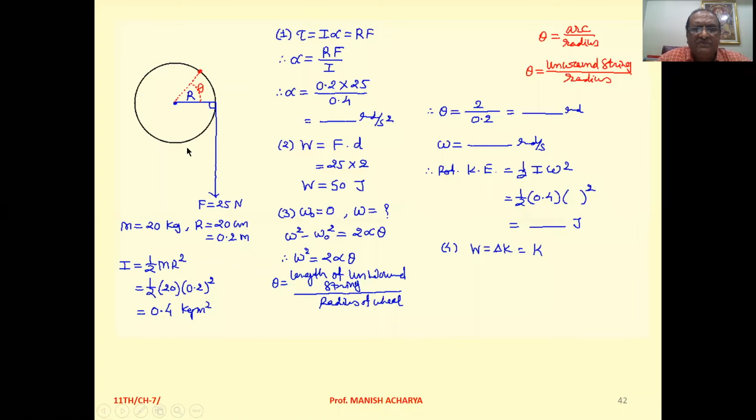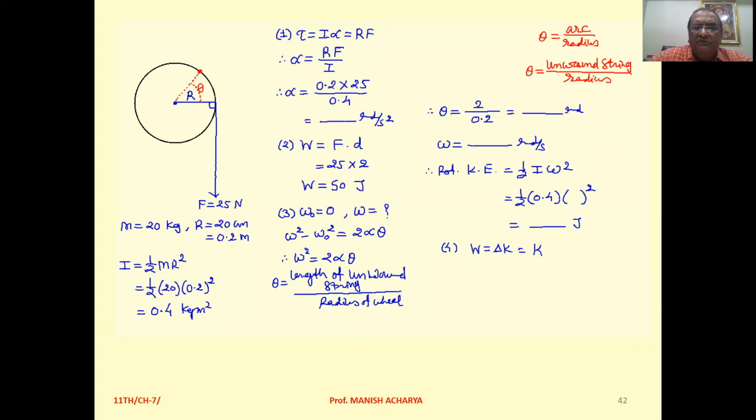Now see, this one is the flywheel. Flywheel is after all a disc, which is fixed with an axle passing through the center. And now a cord is wound on it, and at the free end of the cord, a 25 Newton constant force is applied.